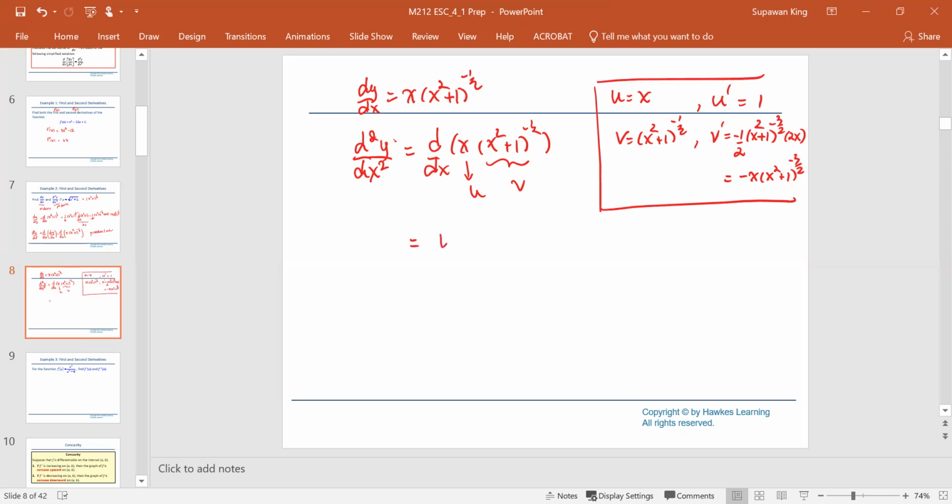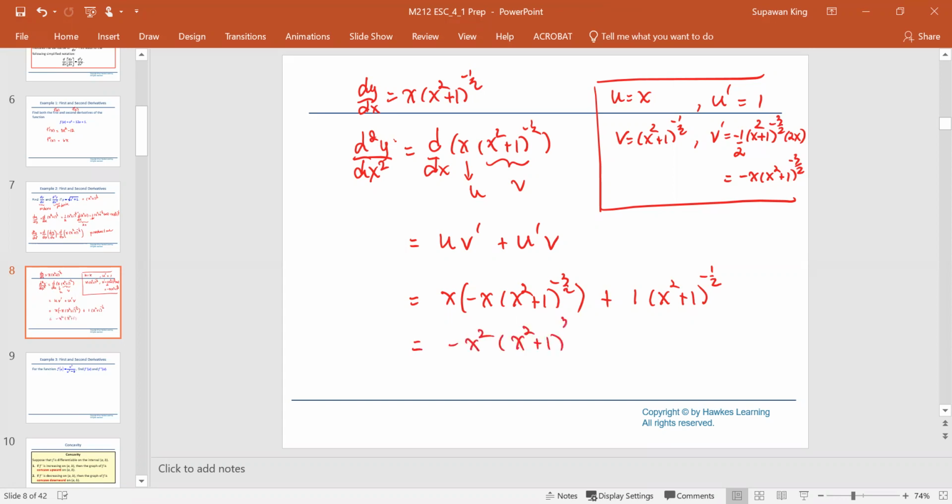Use the product rule, which is u times v prime plus u prime times v. The u is x, the v prime is negative x times x squared plus 1 to the power negative 3/2, plus the u prime, which is 1, multiplied by v, which is x squared plus 1 to the power negative 1/2. Simplify more. We have negative x squared multiplied by x squared plus 1 to the power negative 3/2, plus x squared plus 1 to the power negative 1/2.